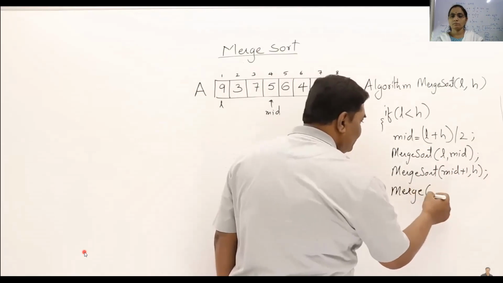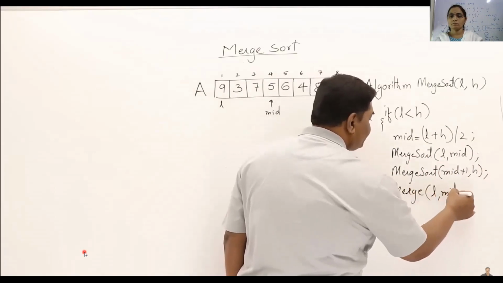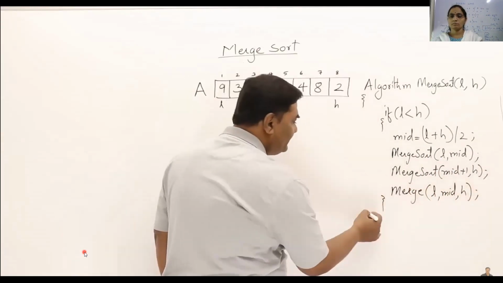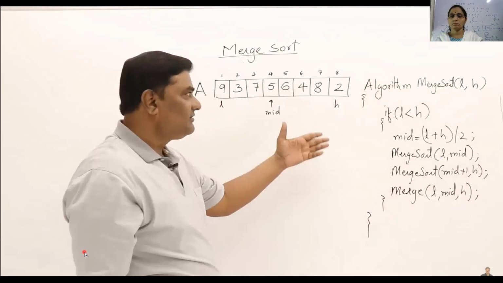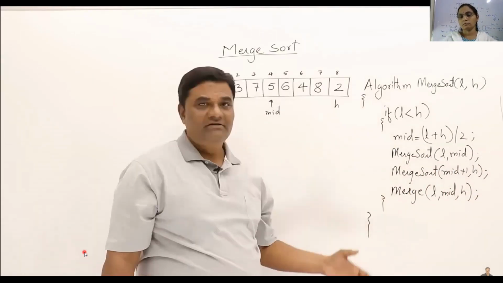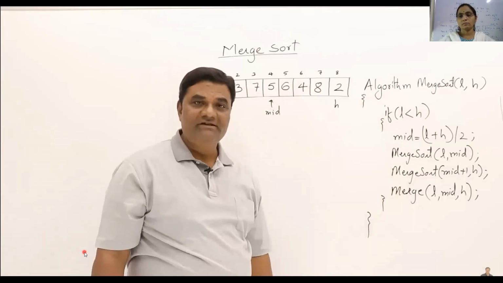Merge from where? Low to mid is one list and mid plus 1 to high. So we pass three parameters. So that's all. This is a simple algorithm for merge sort. This is divide and conquer. How is merging done? We have already seen the procedure for how merging is done.